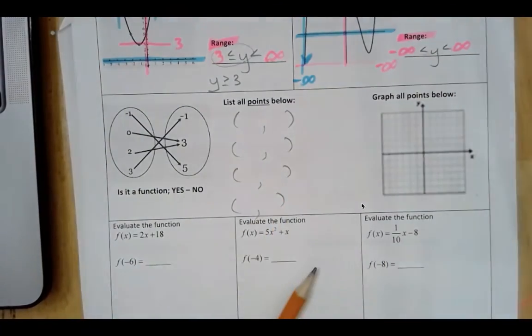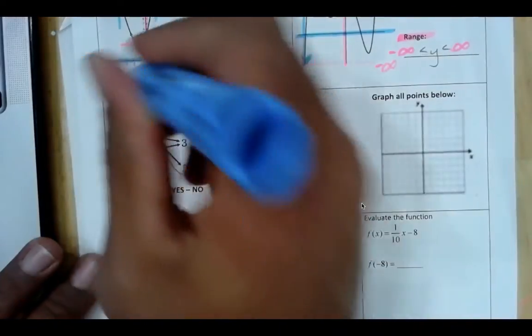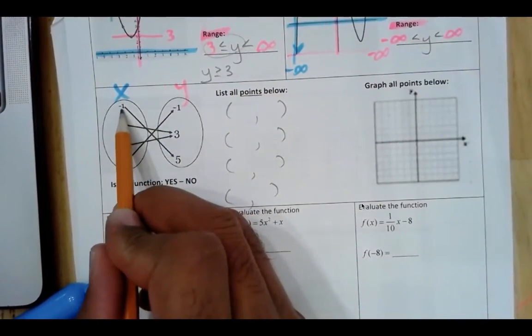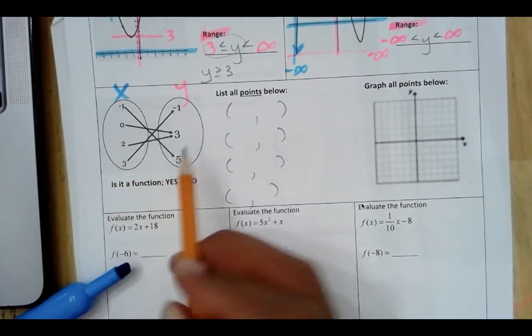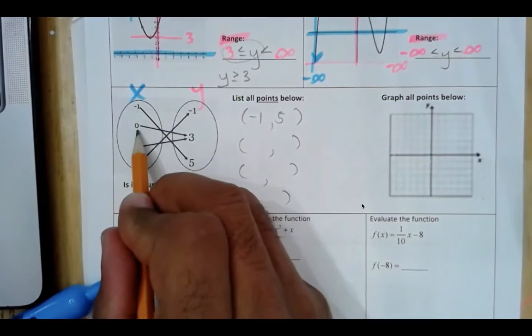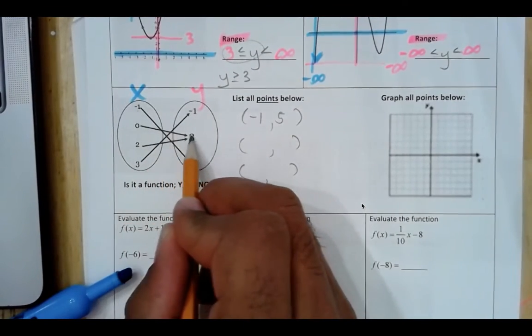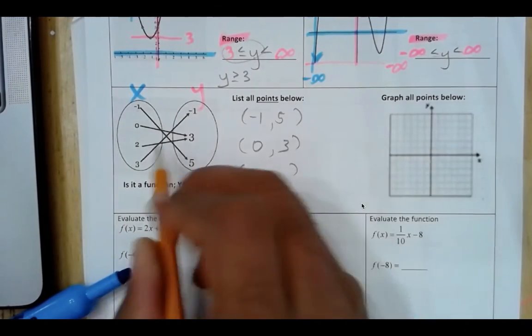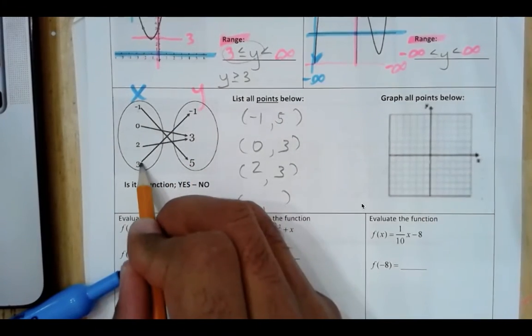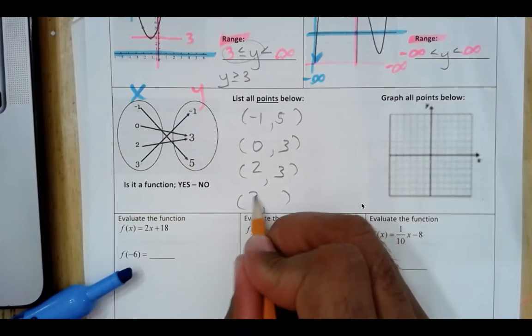Now remember, this is all your x values, and this is all your y values to the right. Starting with the first number on the left, -1 connects to 5, so that's the first coordinate, -1 and 5. Then the next arrow is 0 going to 3, so that's 0, 3. The next arrow would be 2 to 3, so 2, 3. And then from 3 to -1.